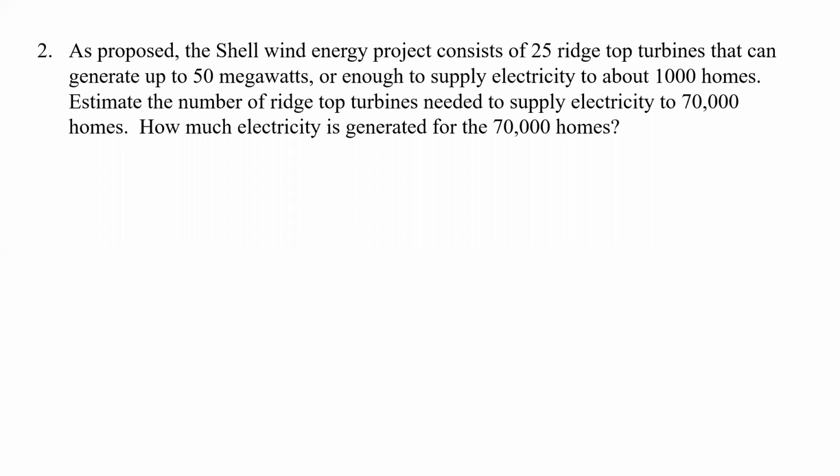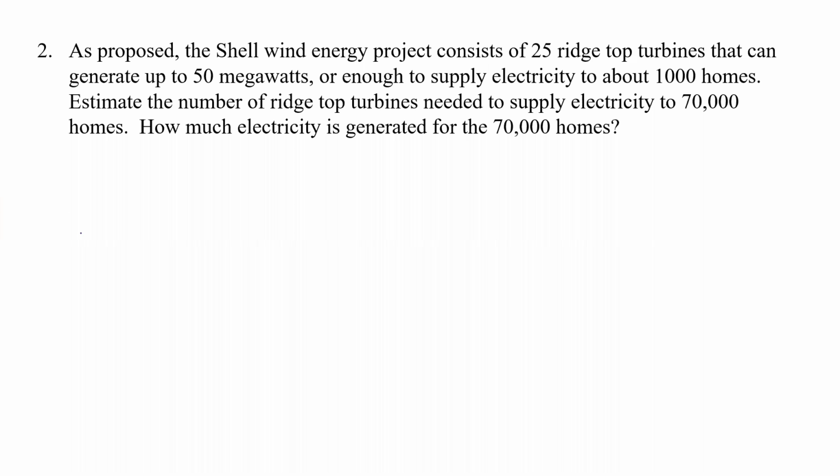All right, so here we go. As proposed, the Shell Wind Energy Project consists of 25 ridgetop turbines that can generate up to 50 megawatts, or enough to supply electricity to about 1,000 homes. Estimate the number of ridgetop turbines needed to supply electricity to 70,000 homes, and then how much electricity is actually generated for those 70,000 homes. Okay, so we're going to have to come up with 2 proportions, it sounds like. One for the number of homes, one for the number of megawatts.